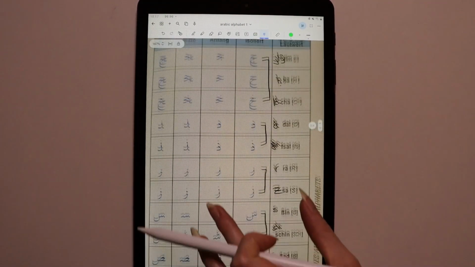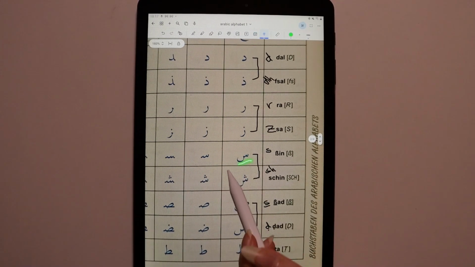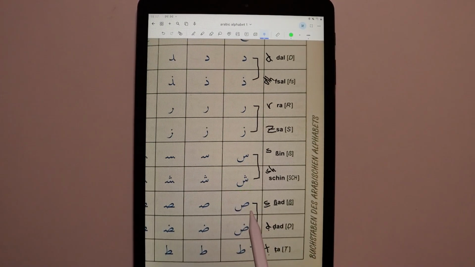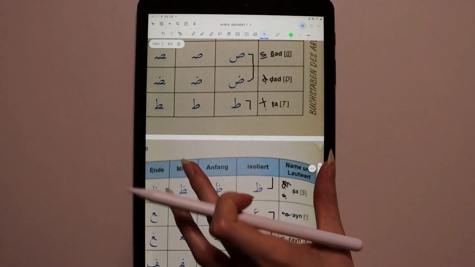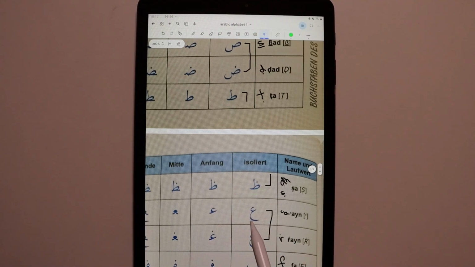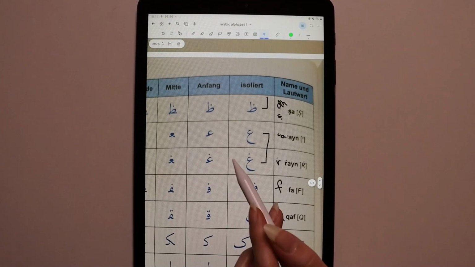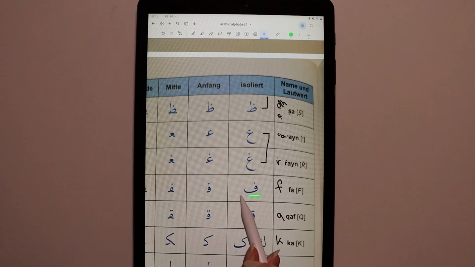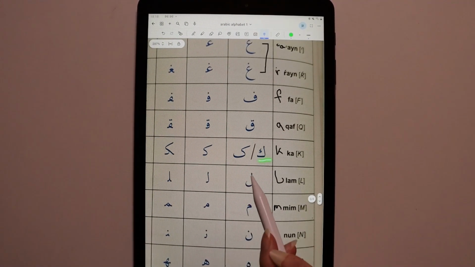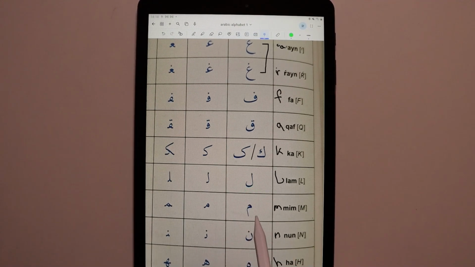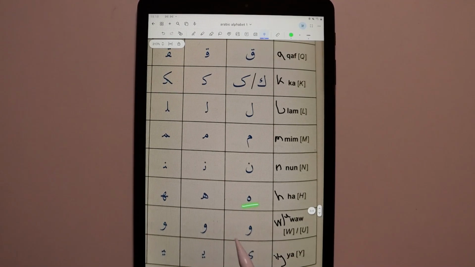And then Ra, Za, Sin, Shin, Sad, Dad, Ta, Za, Ain, Ghain, Fa, Qaf, Kaf, Lam, Mim, Nun, Ha, Waw, and Ya.